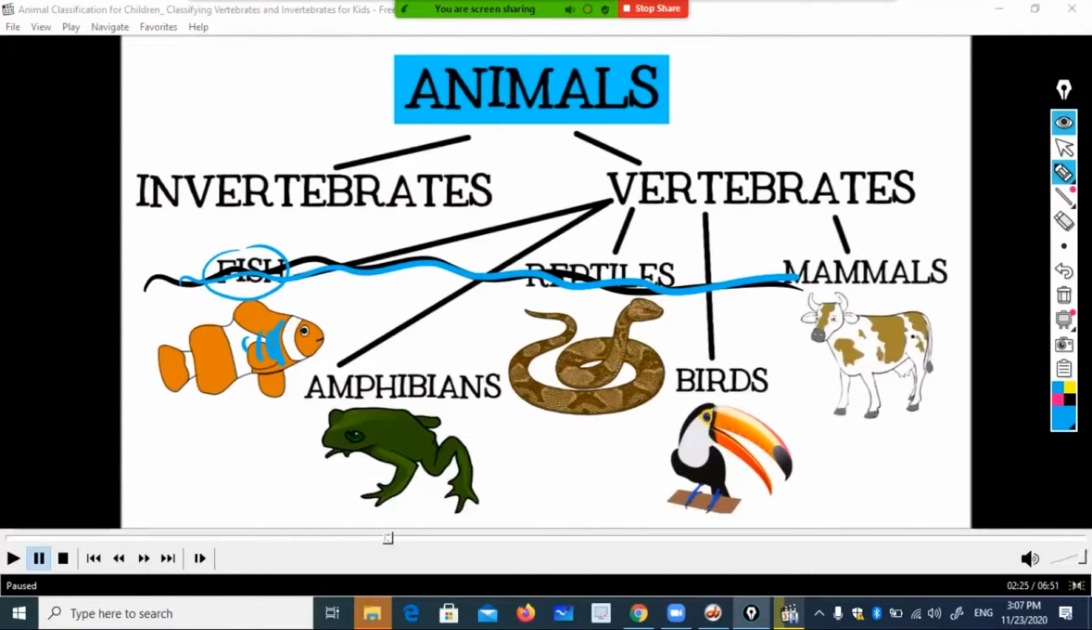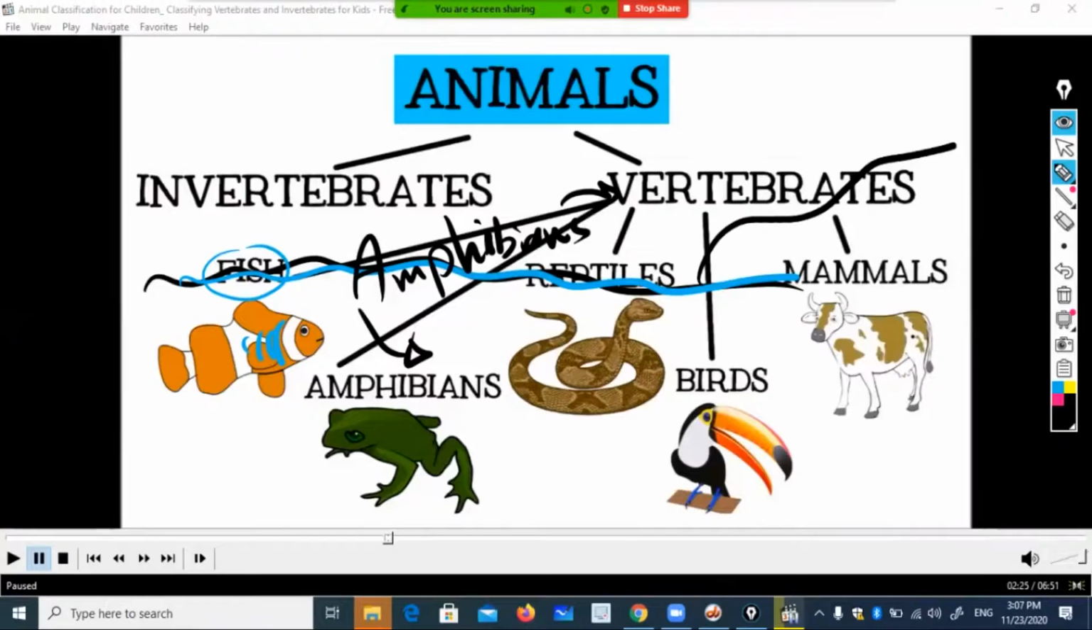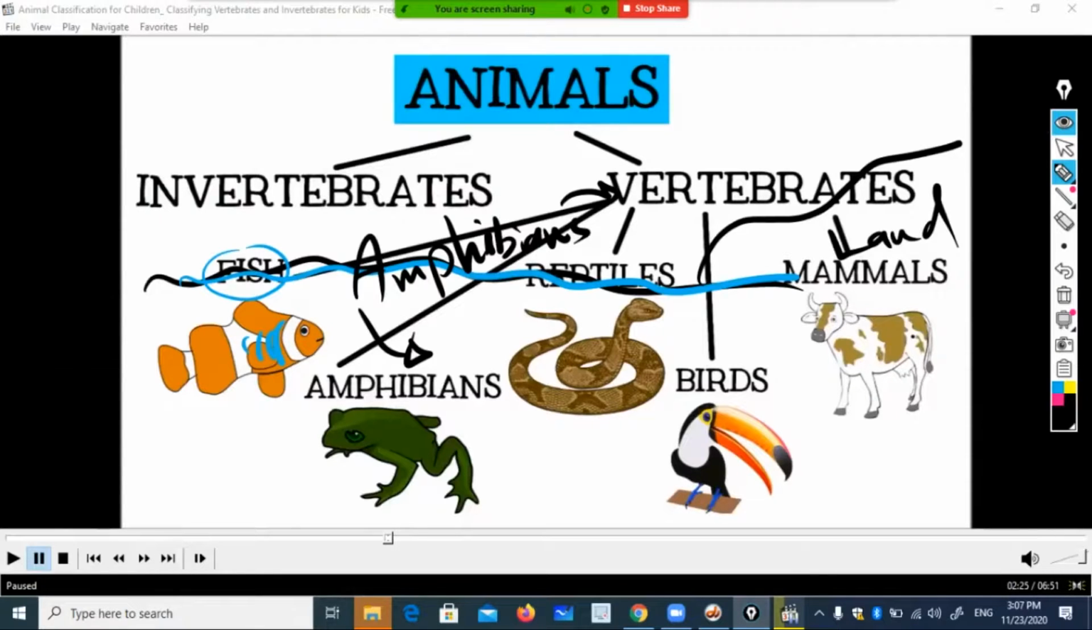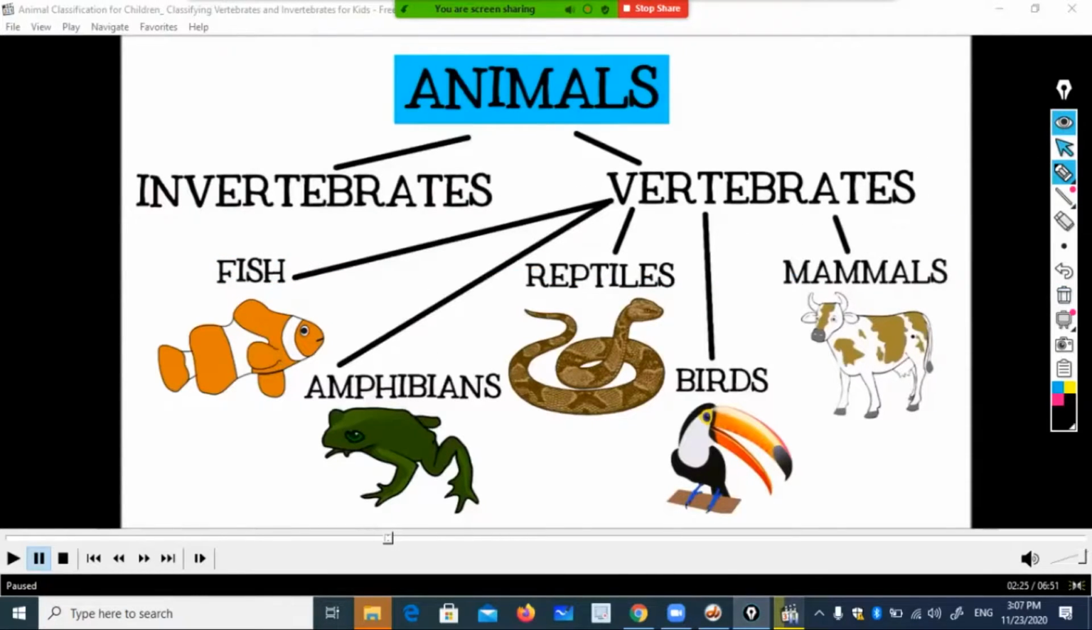What about amphibians? If you look at the amphibians, you can see that amphibians live both under the water and on the land. But reptiles will be different. Reptiles live on land. We will see all of that today, guys. Now let's start reading from the book to see what we have today.